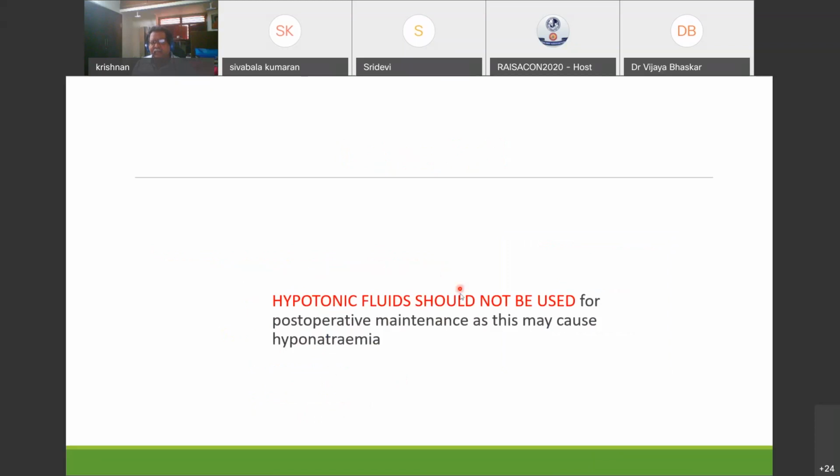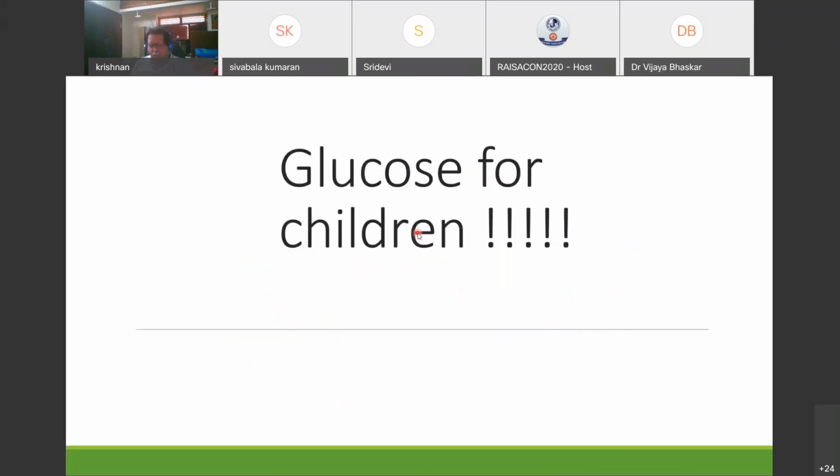Again, we are emphasizing again and again, no place for any hypotonic fluids. Many places I have seen they will give half normal saline. That is hypotonic. It cannot be given continuously because half normal saline will produce intracerebral edema. So you give only isotonic fluid in the postoperative period. Okay, that is about fluid management.